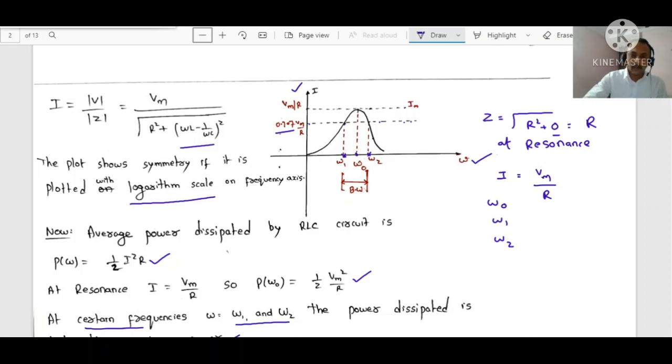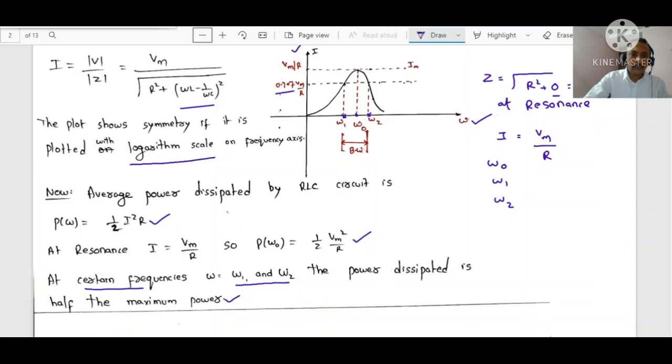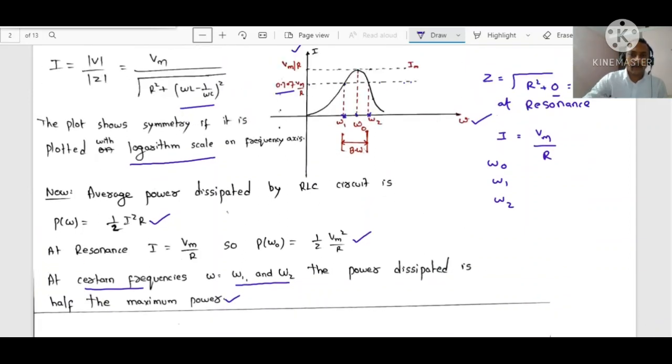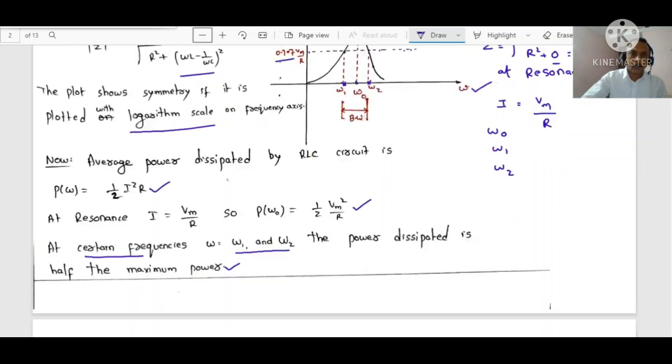Clear? Right. Now dear students, in this entire discussion, the important point is half power frequencies or lower and upper cutoff half power frequencies are those at which the power dissipated is half the maximum power. Maximum power occurs at resonance. Why? Because at resonance Z is minimum, current is maximum. Okay, good. Next.